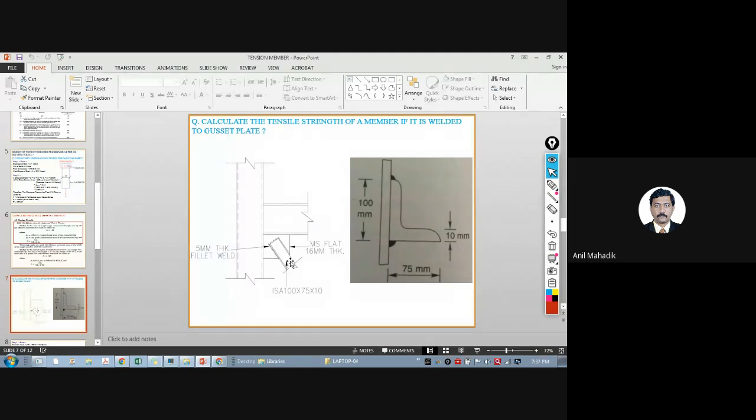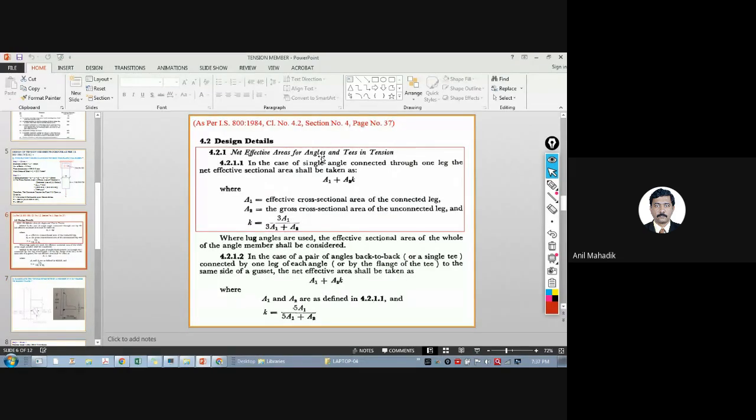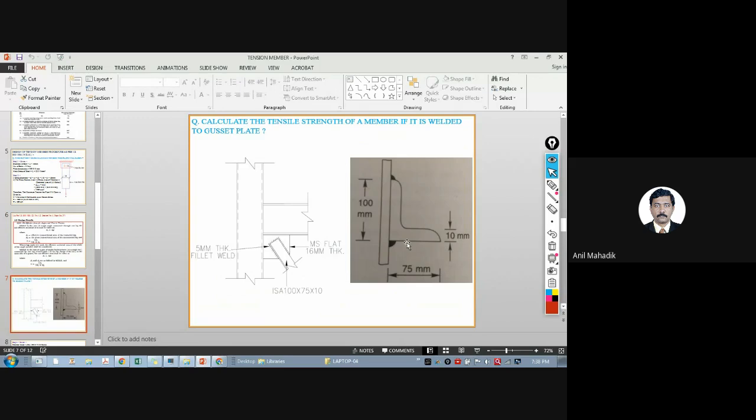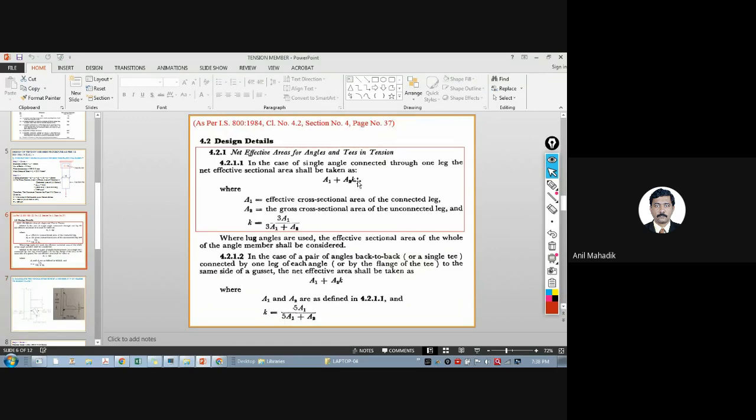So actually, if the angle section is used, the net area is different as per the IS code. So the net effective area for angles or T's in tension is something like this. The area is not directly taken from the table. It is something a little different: A1 plus A2K, in which K is equal to 3A1 upon 3A1 plus A2. So this is the formula, just follow this. Because we don't get 100% of the area of the angle in calculations. So the effective area is a little different. So this is the formula A1 plus A2K, that is the net effective area.